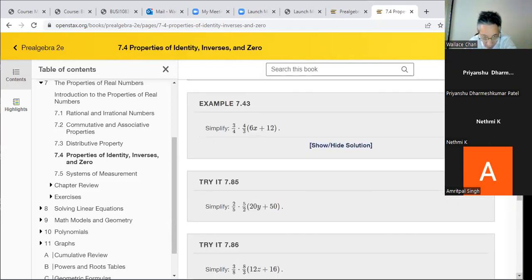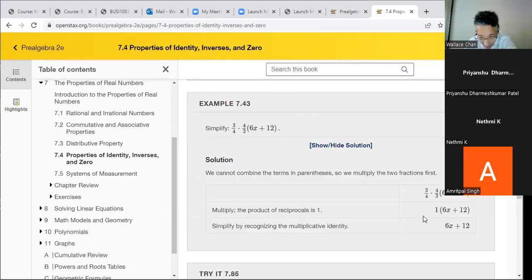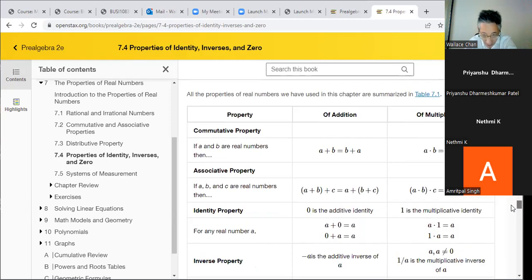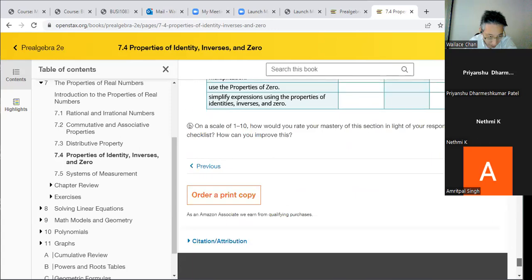Now let's take a look at this one. You can do the first two terms first. So 3 over 4 times 4 over 3 is what? A number multiplied by its reciprocal is always 1. So 1 times the bracket 6x plus 12 is 6x plus 12. So the answer is 6x plus 12. Make sense? Now this is a table that summarizes all the properties, and here's the exercise.